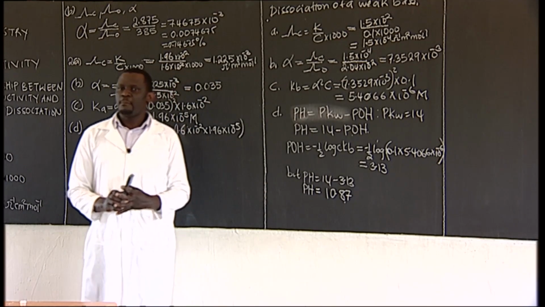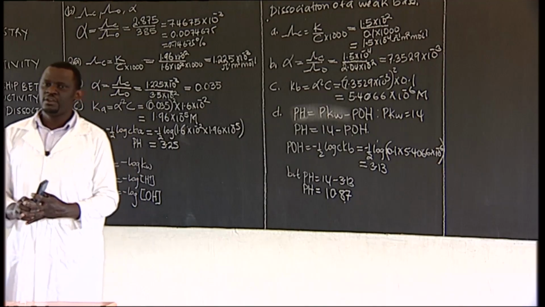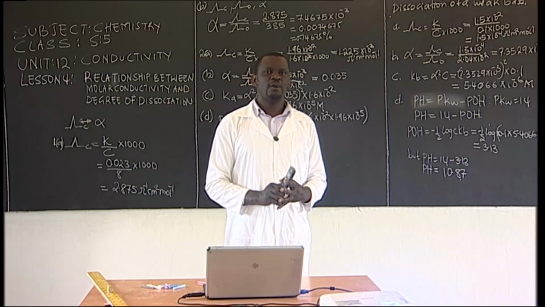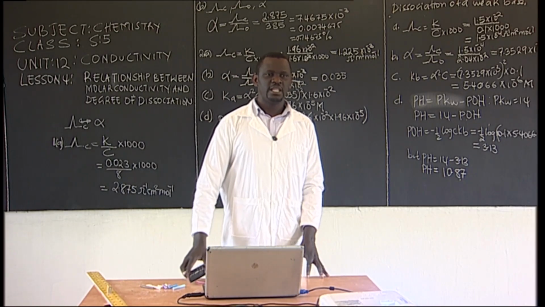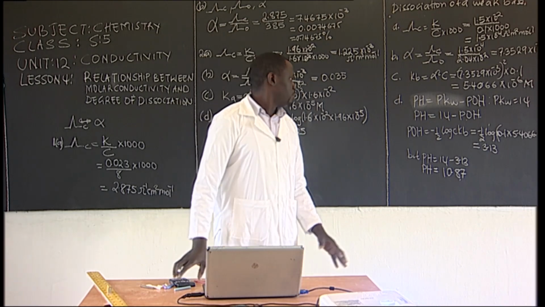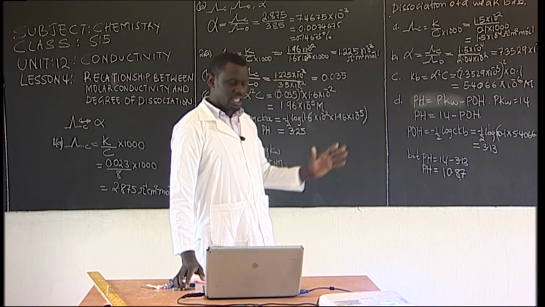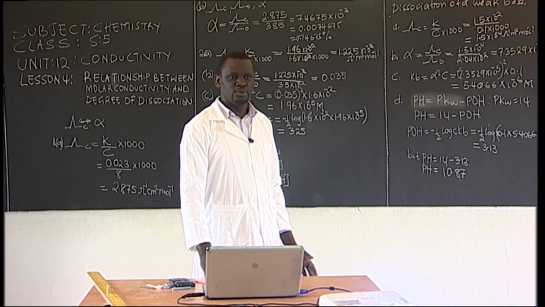They are supposed to be above 7. So when you have your answer and it's not above 7, it means your answer is wrong. Hope you followed us. We have many equations here, which you need to take note of.